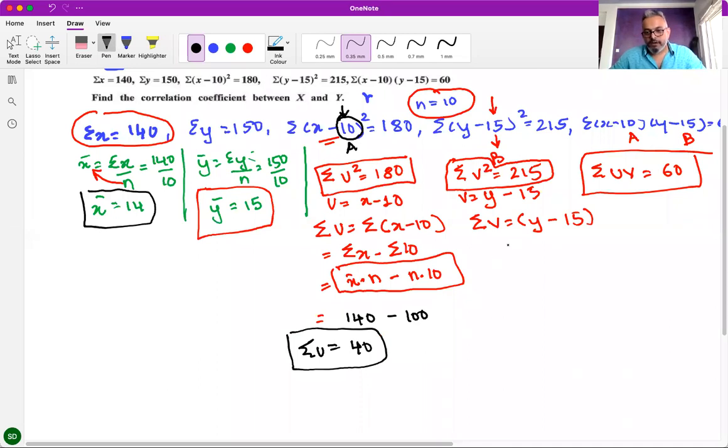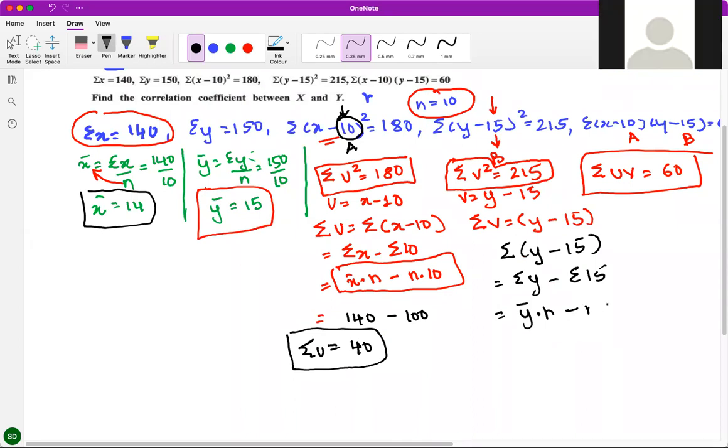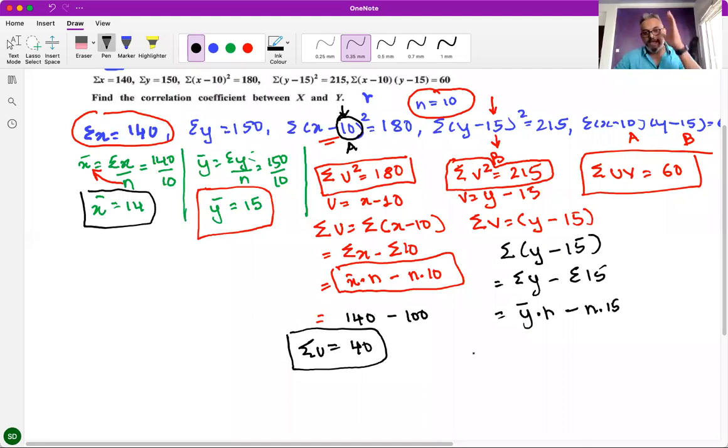Over here, sigma of y minus 15 is equal to sigma y minus sigma 15. So sigma y is what? Y bar into n, or n into y bar. Sigma 15 will be what? Can you tell me now? n into 15. Yes, n into 15. Important step, which is equal to 150. 10 into 15 is 150.